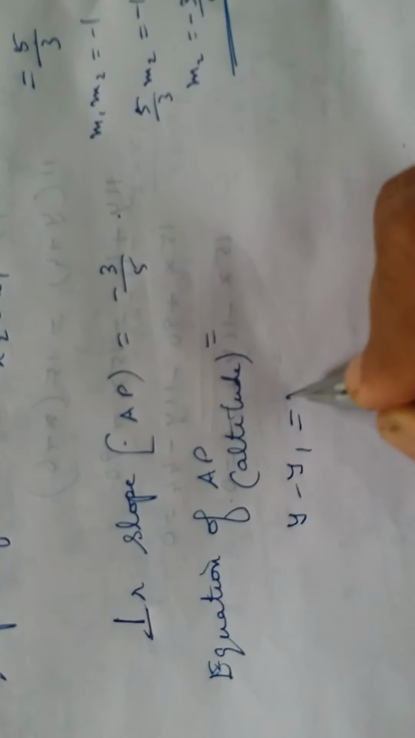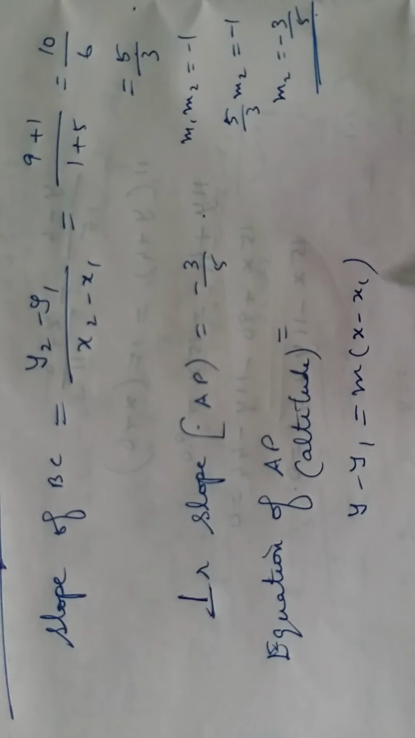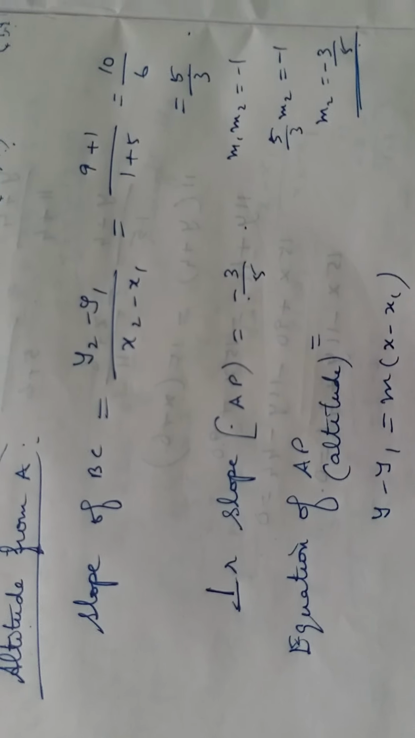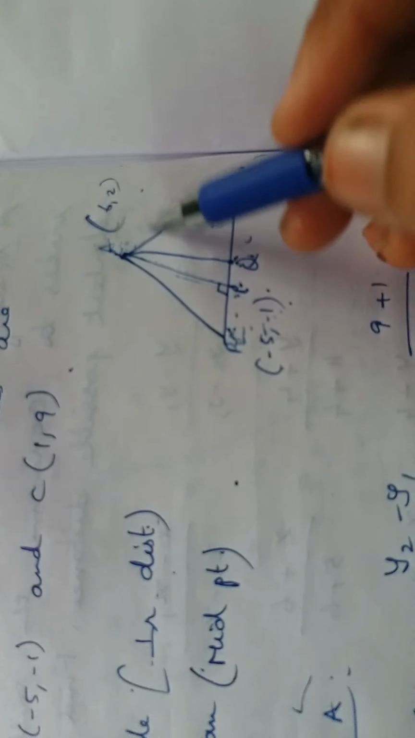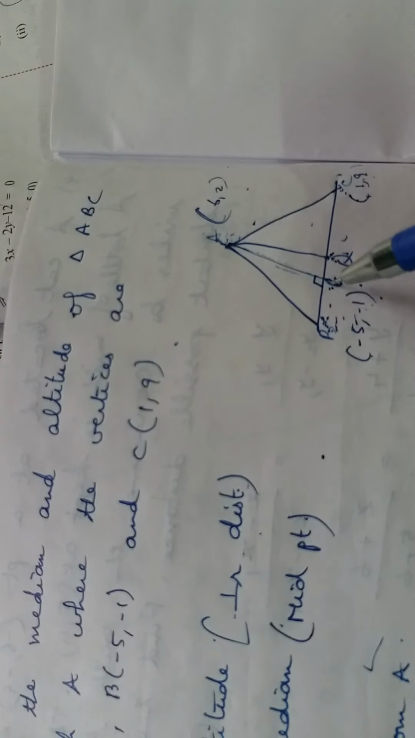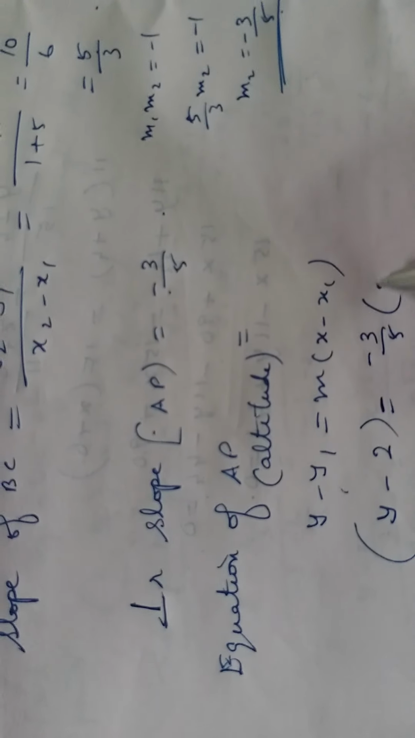y minus y1 is equal to m into x minus x1. So you know the slope here, minus 3 by 5. So y minus y1 is what here? This is your x1, y1 now. This is from here only to here you are finding out. So this must be your x1, y1, and the slope which you have found out, you will use here. So your y1 is here what? 2. So y minus 2 is equal to minus 3 by 5 into x minus 6. Your x1 is 6, so minus 6.